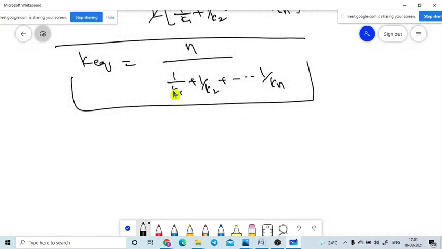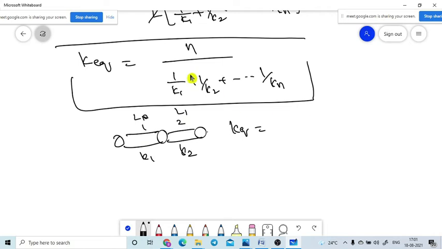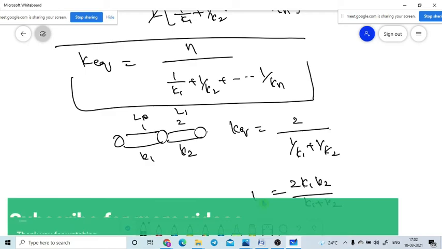No doubt about it. If I am using the same formula for two materials, I am just applying the formula. The materials have K1 and K2, and the lengths are the same, L and L are both the same. Just apply this: K equivalent is equal to 2 divided by 1 by K1 plus 1 by K2. With the same formula you will get 2 K1 K2 divided by K1 plus K2 as K equivalent.